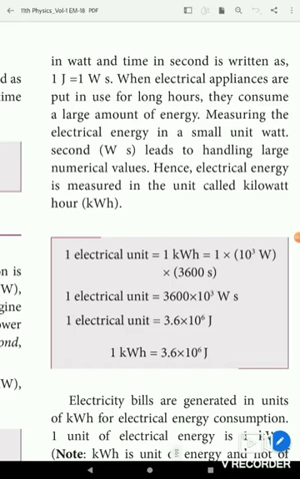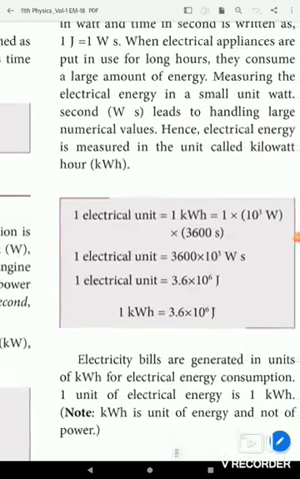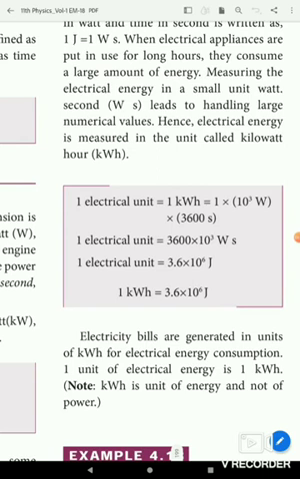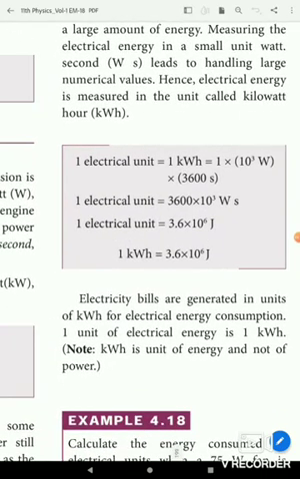So in the case of electrical energy, we measure it in the unit kilowatt hour. So 1 electrical unit, 1 kilowatt hour, equal to 1 into 10 power 3 watt into 3600 second. So 1 electrical unit equal to 3600 into 10 power 3 watt second. So 1 electrical unit equal to 3.6 into 10 power 6 joule, because 1 joule equal to 1 watt second. So 1 kilowatt hour equal to 3.6 into 10 power 6 joule.